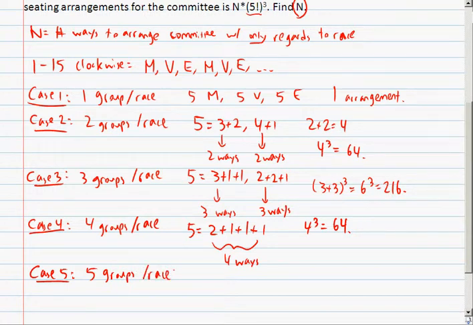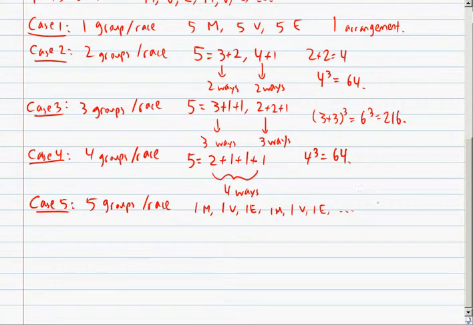Now looking at case 5 with 5 groups per race. That means the table must have 1 Martian, 1 Venusian, 1 Earthling, 1 Martian, 1 Venusian, 1 Earthling, etc., from chair 1 to chair 15 going clockwise. So clearly there would only be 1 arrangement here.